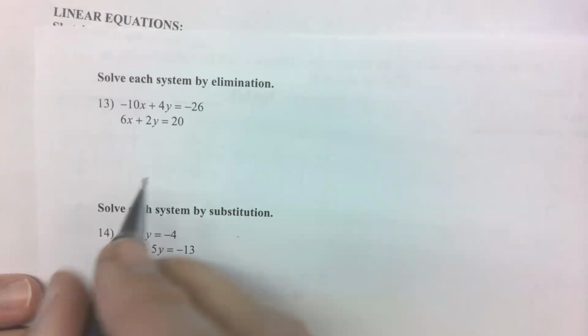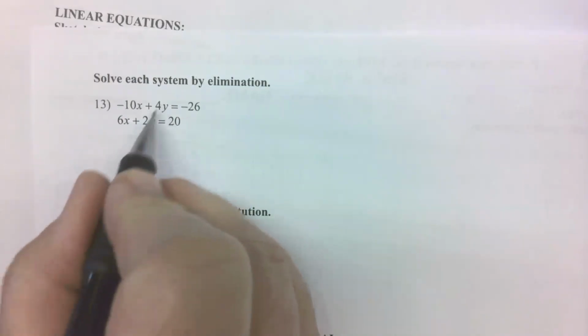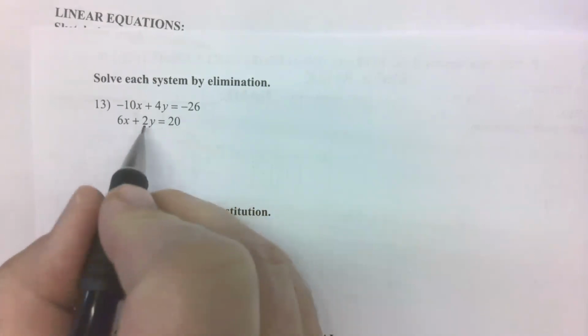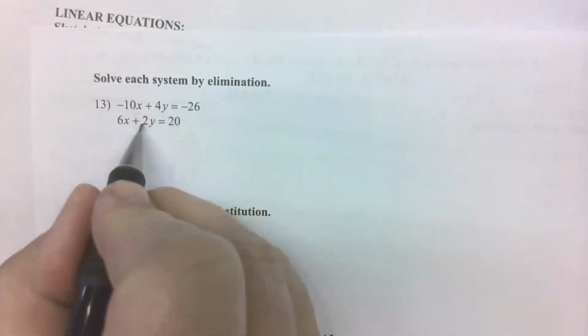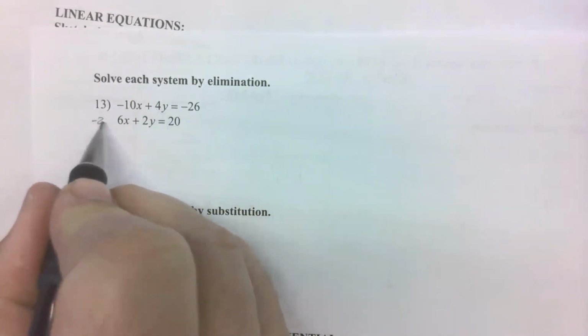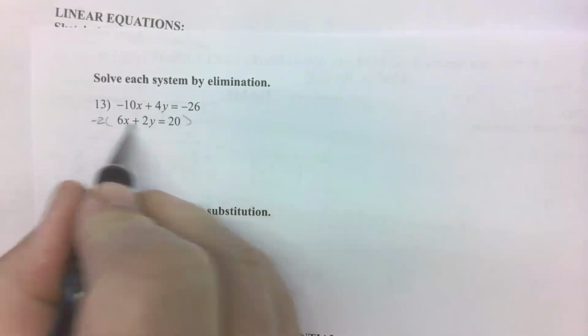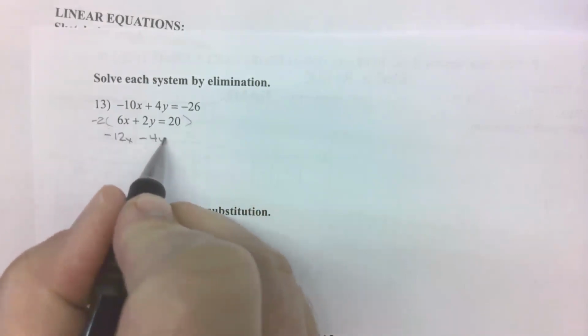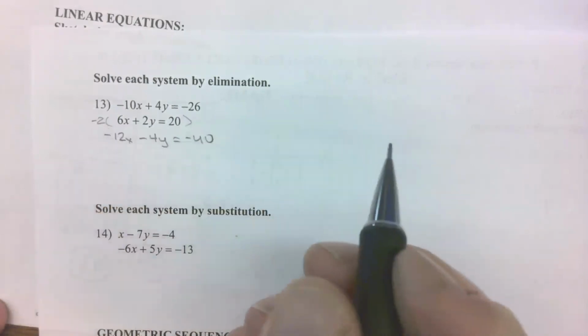Unfortunately, that's not exactly what I want, because I don't want my y's to become 6y or my x's to become negative 4. I want to make my y's go away. I see that I can turn a 2y into an opposite of this, negative 4y, by multiplying this whole equation by negative 2. Negative 12x minus 4y equals negative 40.